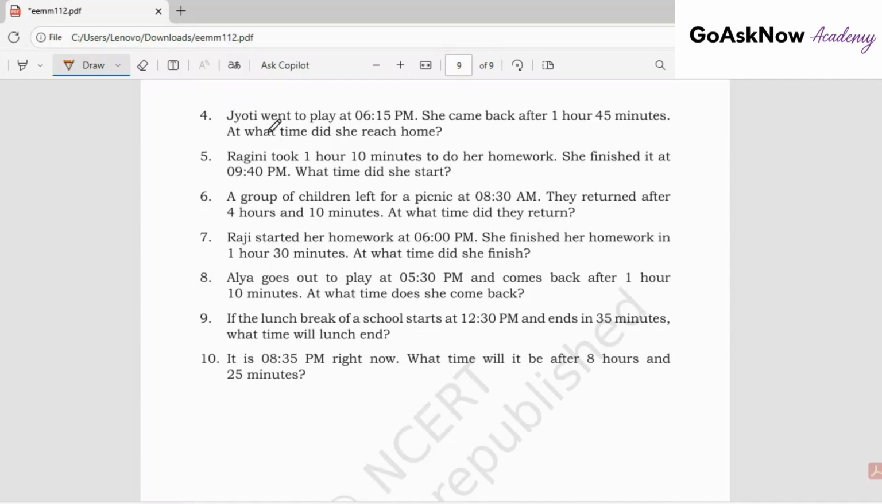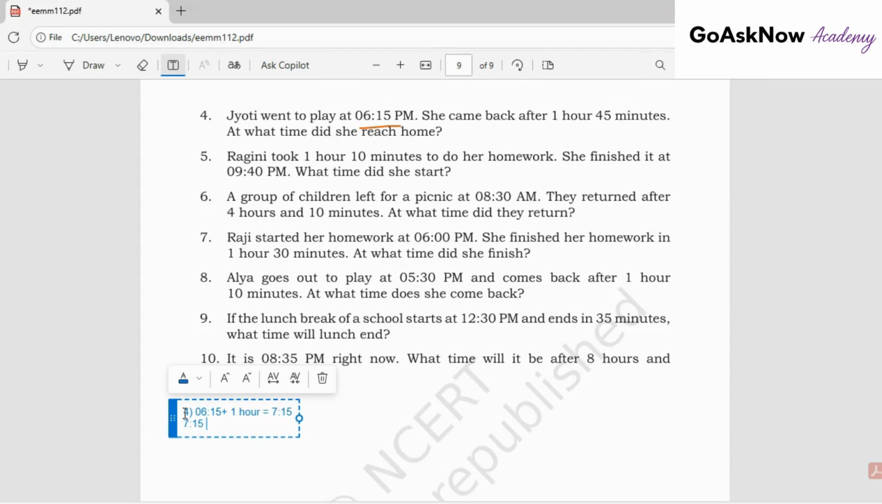Fourth question. Jyoti went to play at 6:15 p.m. She came back after 1 hour 45 minutes. At what time did she reach home? Here we have to solve this question. Starting time was 6:15 p.m. So adding with this, 6:15 plus 1 hour is equal to 7:15.